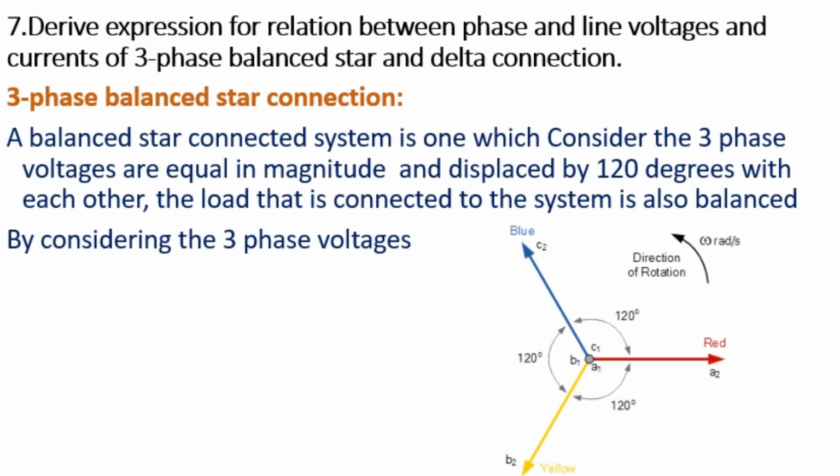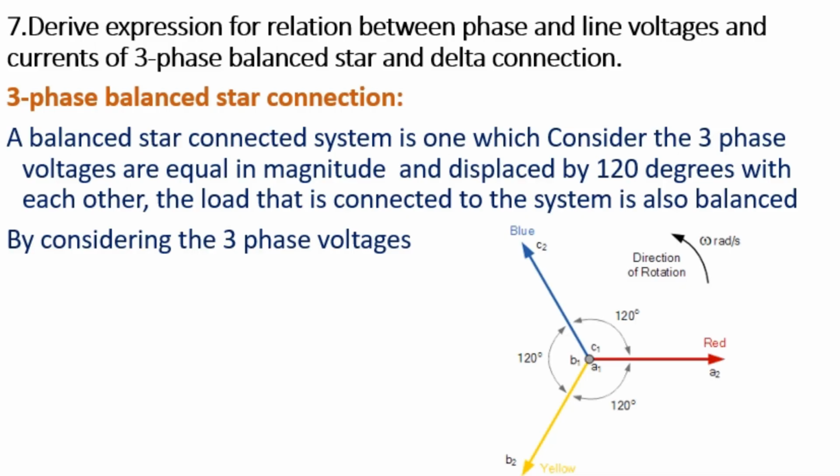Derive the expression for the relationship between phase and line voltages and currents of a three-phase balanced star connection as well as delta connection. Consider a three-phase balanced star connection. A balanced star system is one in which the three-phase voltages are equal in magnitude and displaced by 120 degrees from each other. The load connected to the system is also balanced. Consider three-phase voltages with a 120 degrees phase shift as shown in the figure.